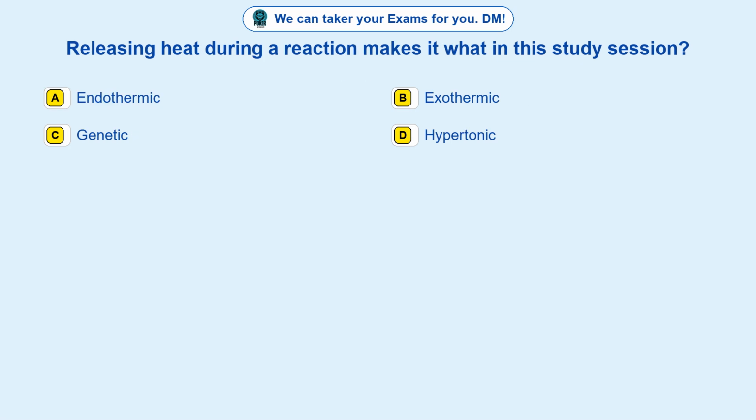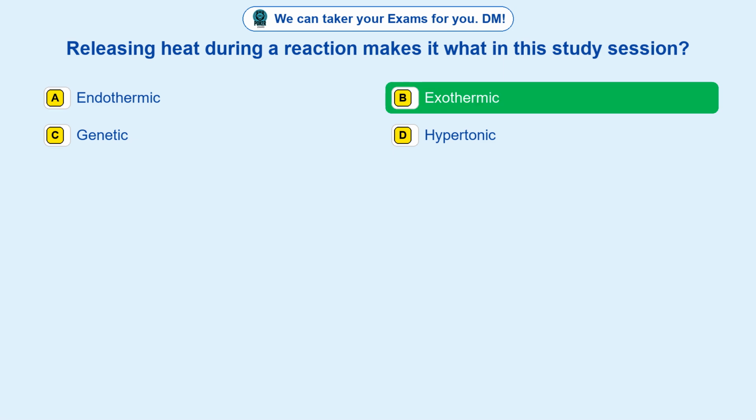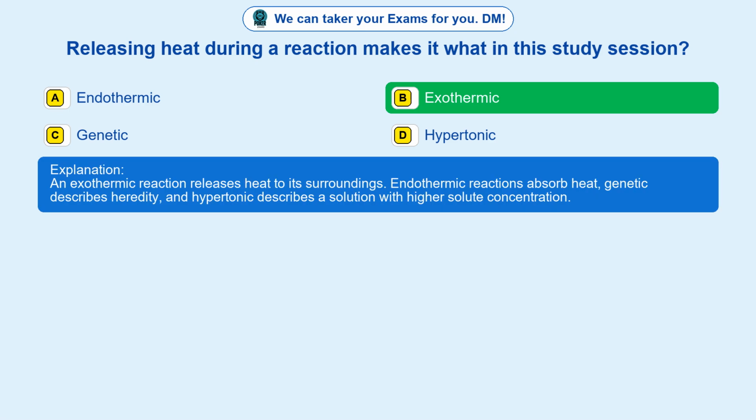Question 46. Releasing heat during a reaction makes it what in this study session? Option A, endothermic. Option B, exothermic. Option C, genetic. Option D, hypertonic. The correct answer is option B, exothermic. An exothermic reaction releases heat to its surroundings. Endothermic reactions absorb heat, genetic describes heredity, and hypertonic describes a solution with higher solute concentration.